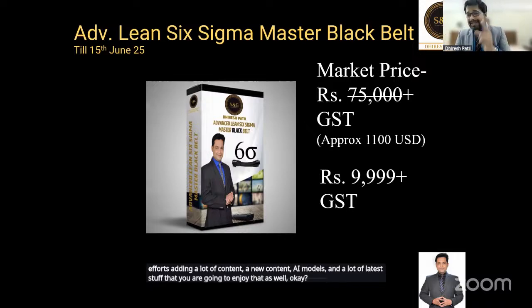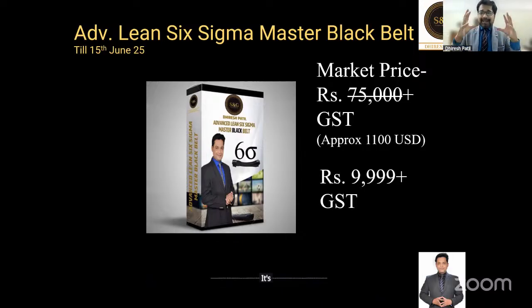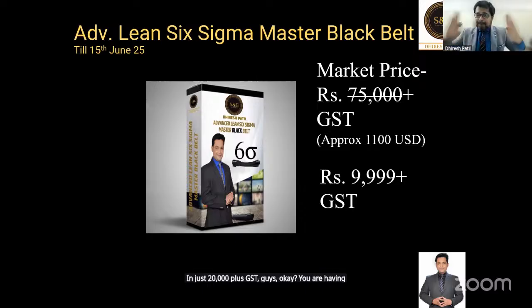Okay. So the link is in the description. It's only at 9,999 plus GST. What does it mean? It means in just 20,000 plus GST, guys. Okay. You are having all the spectrum: yellow belt, green belt, black belt, master belt.